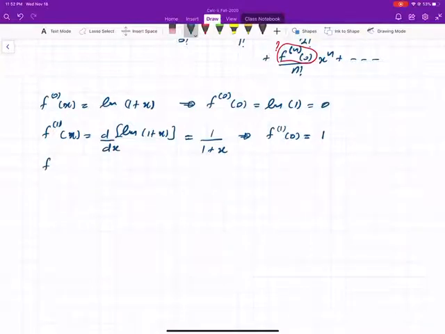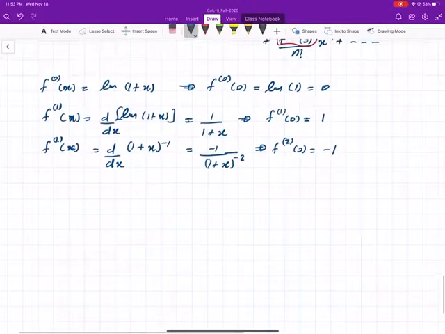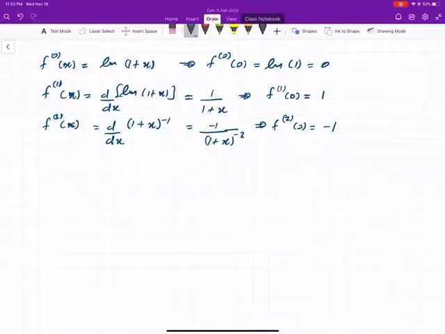And then you have to get the second derivative of x, which is same as getting the derivative of this function. That means d over dx 1 plus x to the power minus 1. This is minus 1 over 1 plus x to the power minus 2. This is derivative that you have learned in calc 1. So then you just plug x equals 0. Once x equals 0, you have minus 1 here.